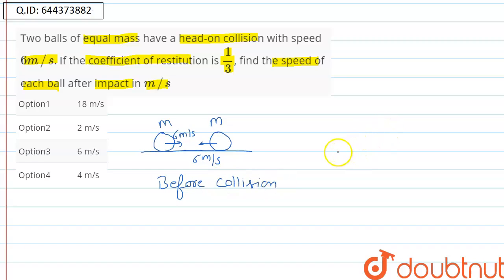And after collision the situation will be like this. Here is one ball, here is another, and they will be moving in opposite directions with some speed v. Both balls will move with the same speed v because both have the same initial speed and also the same mass. Okay, so this is after collision.